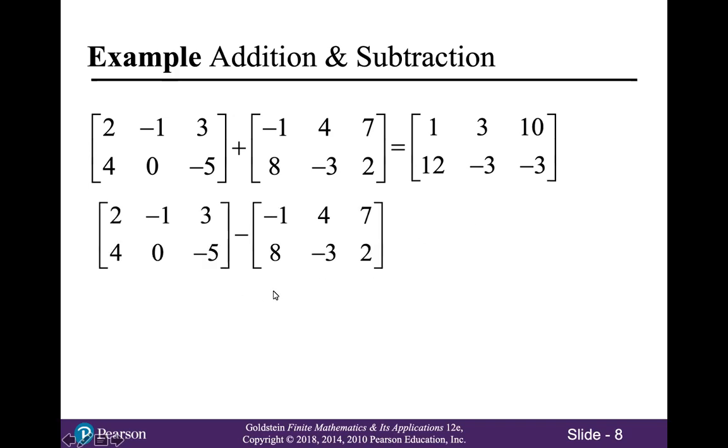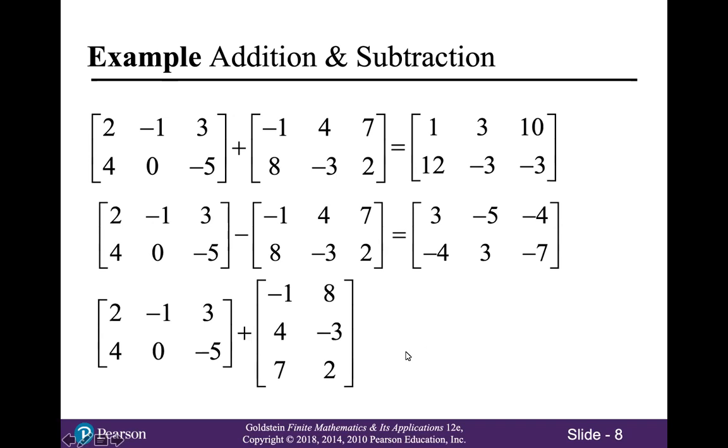And then the difference of these two matrices would start out with 2 minus -1, which is 3, -1 minus 4, which is -5, and continuing, you get this matrix for the difference. This operation is undefined because these two matrices are not the same size, so the sum is undefined.